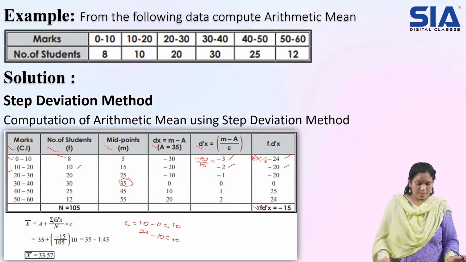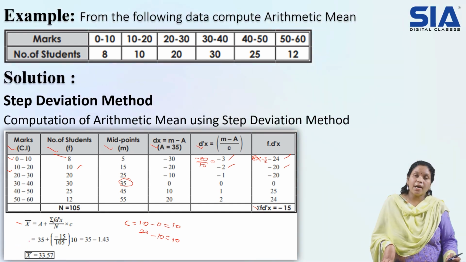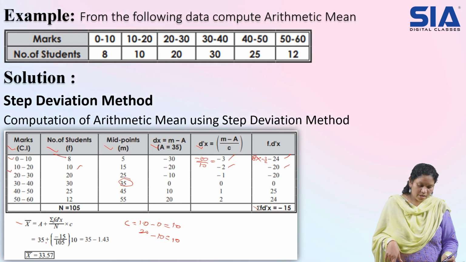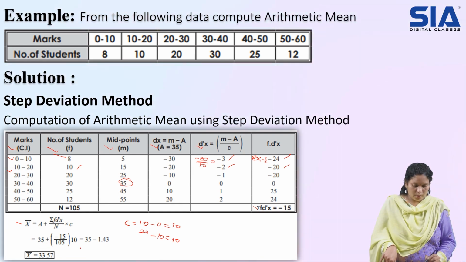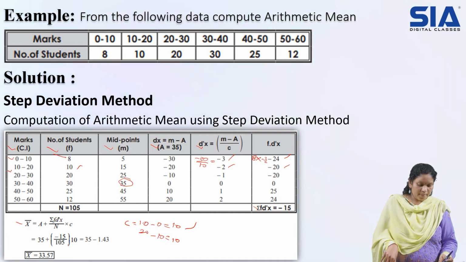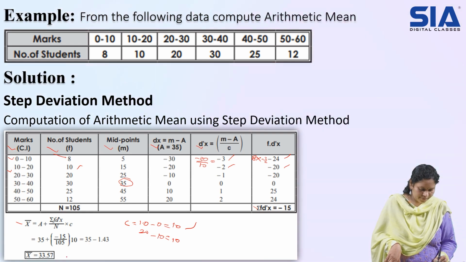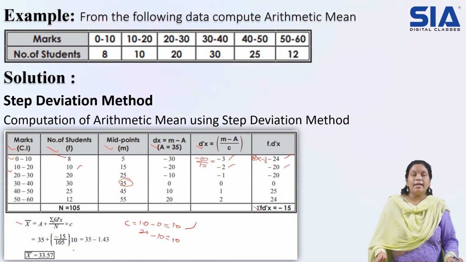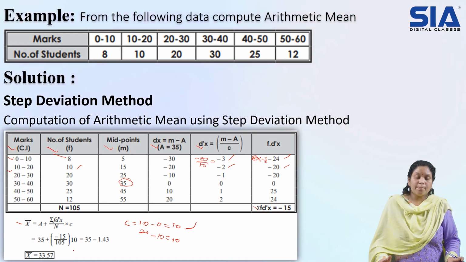Now let us go for the formula substitution. The formula we know already: x bar is equal to a plus summation f d dash of x by n into c. A is the assumed mean we know already, that is 35 we have taken. So substitute that: 35 plus summation f d dash of x, the last column total, divided by capital N, the second column total, 105, into c. C we just explained, the difference of upper limit minus lower limit, 10 we got, right? That 10 you have to multiply here. So go for the calculator and calculate all these values. You'll get x bar as 33.57. So this is how we calculate the arithmetic mean in the step deviation method.